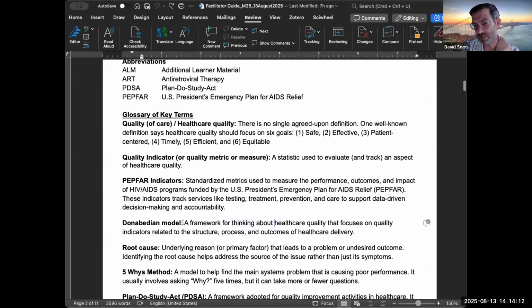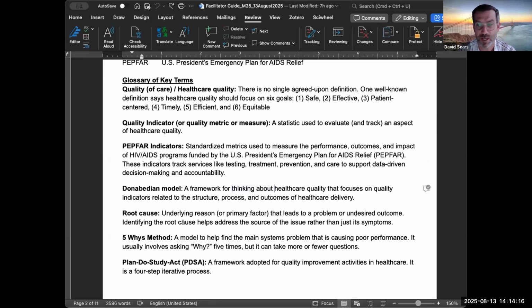One thing that's different is this module really introduces a lot of terms that may be new or unfamiliar for people who are taking the quality improvement module. So we've put in a glossary of key terms that are then really identified and defined throughout the module. But this is something that learners and facilitators can go back to and refer to.